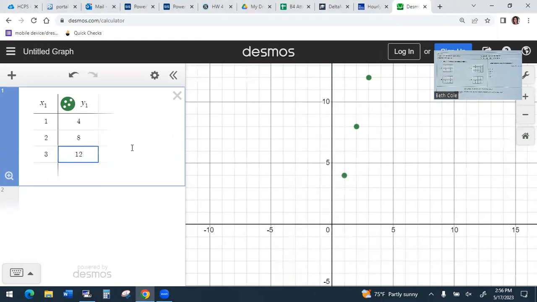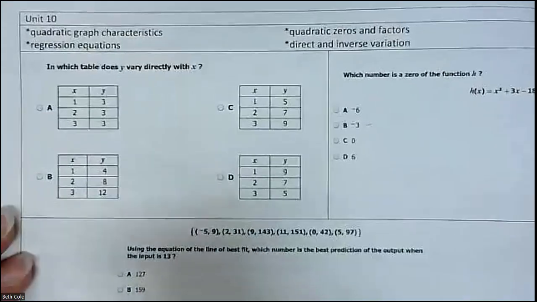Yes, it would be. If you want to check, let me just do the last one. What was it? 9, 7, 5. Is that a line through the origin? No. Okay, so this one is our answer.